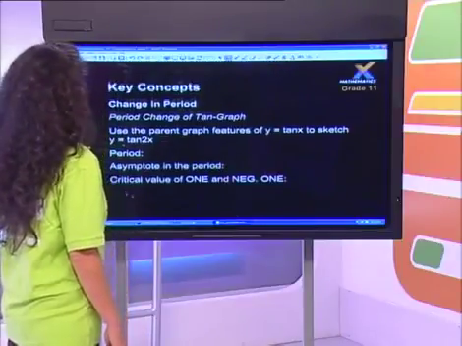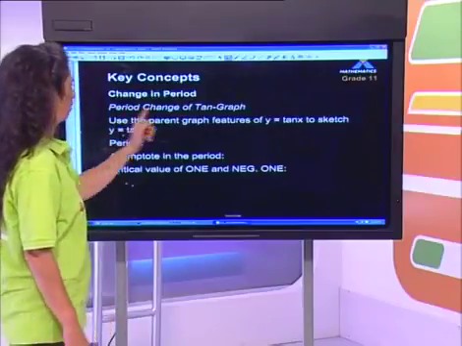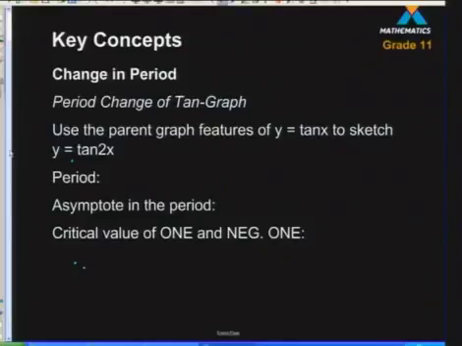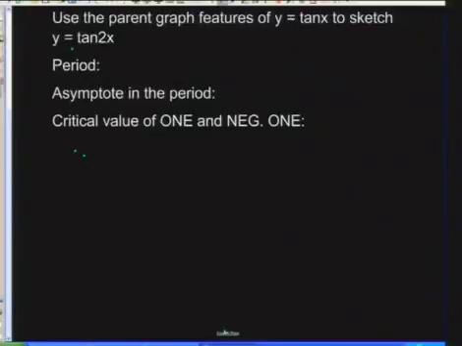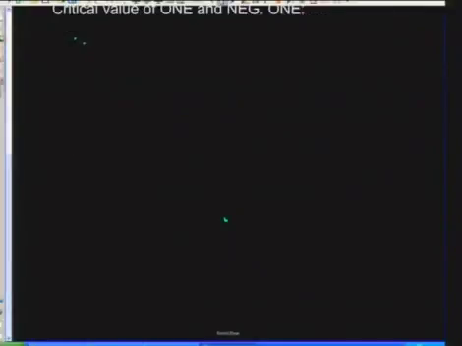Okay, so change in period. The period change of the tan graph, and we're going to again look at the parent graph features of y equals tan x to sketch that graph. So what is peculiar to the y equals tan x graph? Okay, and I think what we'll do is, before we look at all that writing, let's just draw a graph of our tan function.